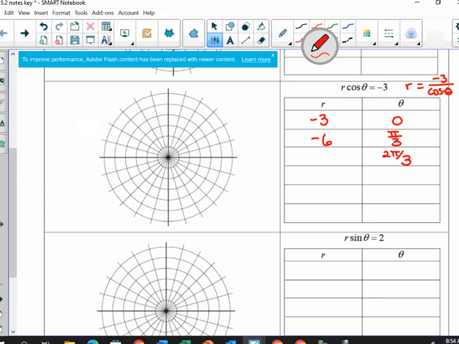It'd be 6. Not negative. Okay, let's stop plugging in things. Let's plot these. All right, we're going to plot these 3 points. So negative 3, 0. That means you go left 3, and then you go nowhere. Oh, straight line.